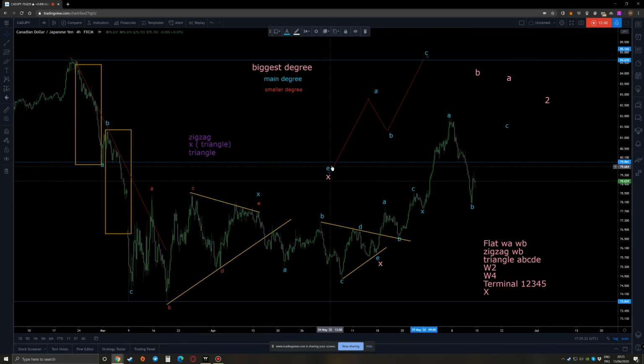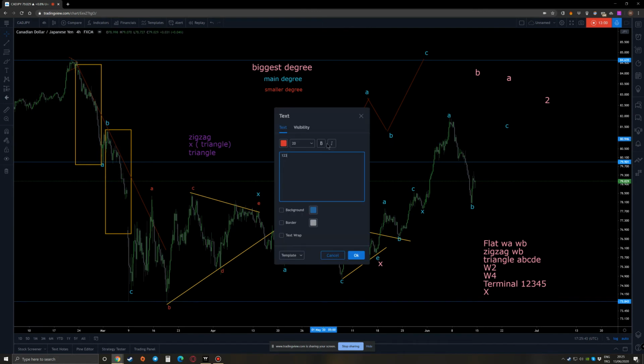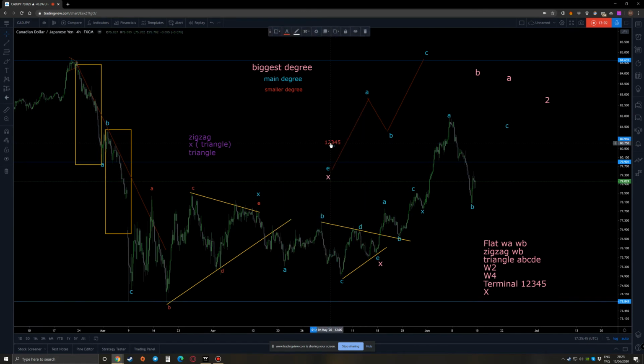Now, what does this mean? Well, on a lower degree, it has to be a wave A. But if I want to go to an even smaller degree, because I know that the wave A of a zigzag is an impulsive move, on my smaller degree, this one, I should count 1, 2, 3, 4, 5. Okay, so I hope you get the idea. So what I'm trying to say here is this.